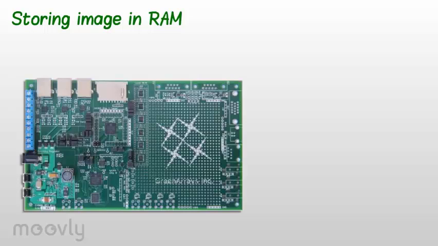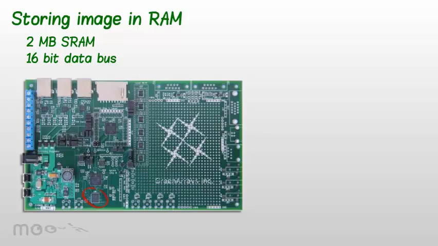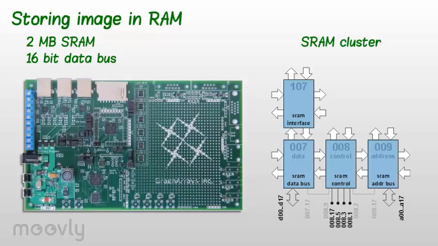The first thing the demo application does is to store a bitmap image in RAM on the eval board. This is a 2 MB static RAM with 16-bit data bus. The array4th environment provides source code for SRAM cluster, which allows other nodes to read from or write to RAM. The application loads the bitmap into RAM from a host PC using bootstream.